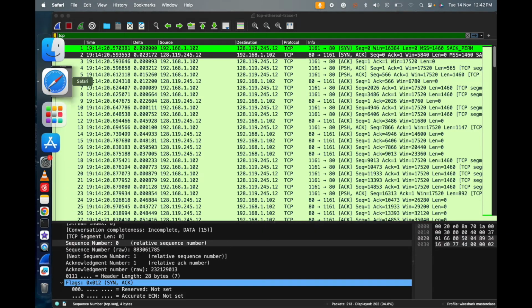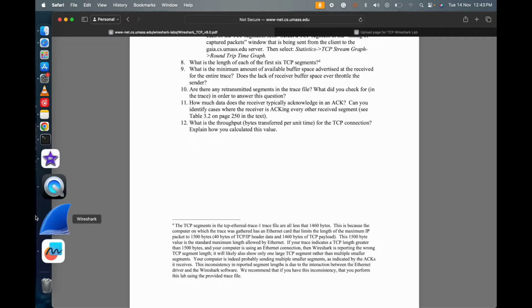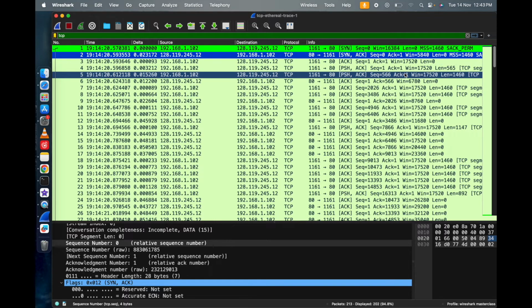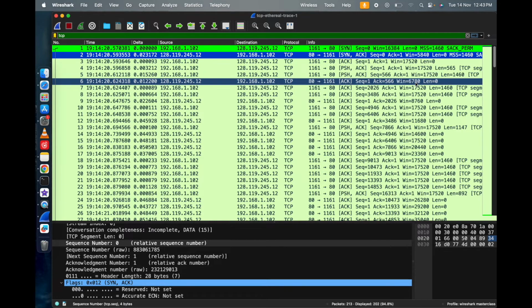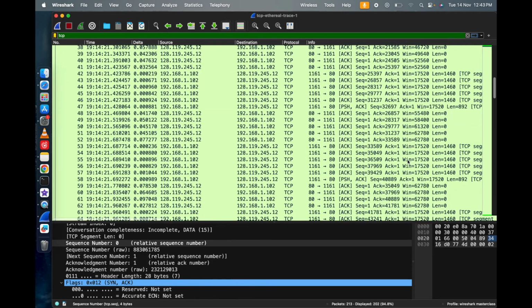Okay, and now for this question: what's the minimum amount of available buffer space at the receiver for the entire trace, and does the lack of receiver buffer space ever throttle the sender? For that question, we can see that the minimum buffer space is 5840. Okay, and it steadily increases from here, like 17 15 20, and 17 15 20, again it decreased, again increasing. It has a steady increase, right?